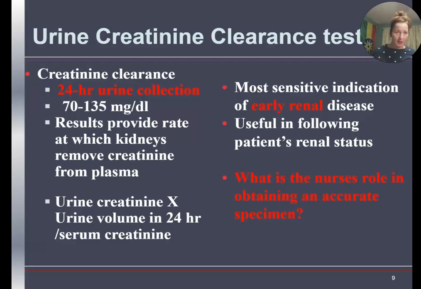Normal, of course, is 70 to 135. It's not a number that as a nurse I really looked at. I just know what my part is in collecting all of this. And that's why I want to make sure you guys knew that too. That's why I put it in red. What is the nurse's role in obtaining an accurate specimen? Ice, ice, baby. All right. Next.